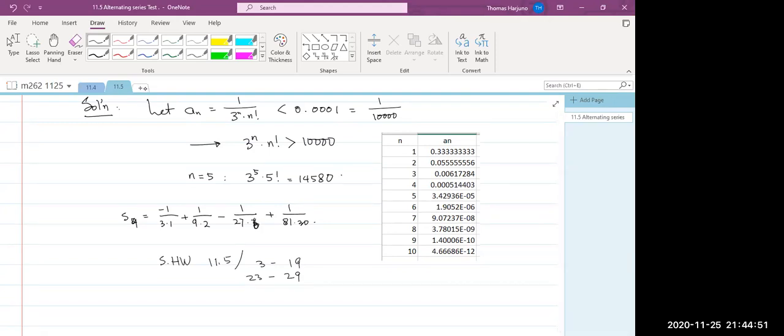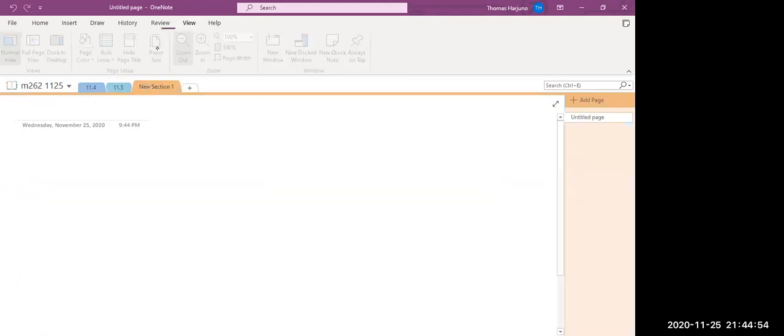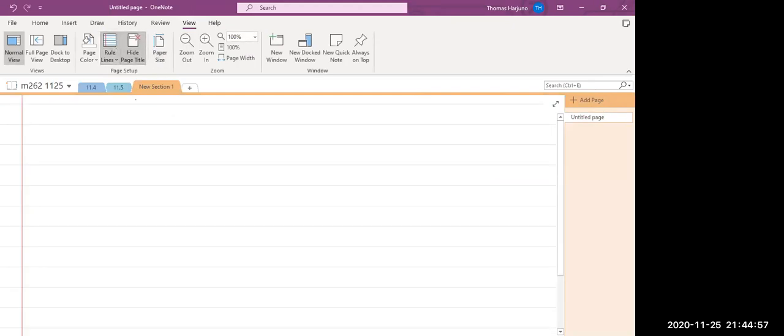Let me start 11.6. I will just start a little bit. Give me a second. Give you a brief introduction. 11.6. Absolute convergence. And then later on, we have ratio tests and root tests.